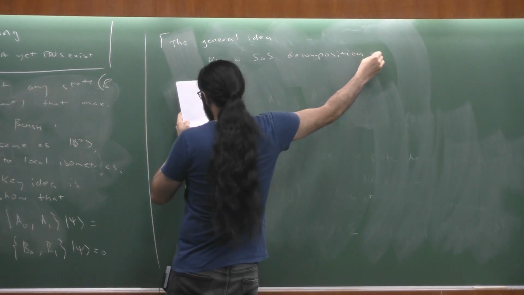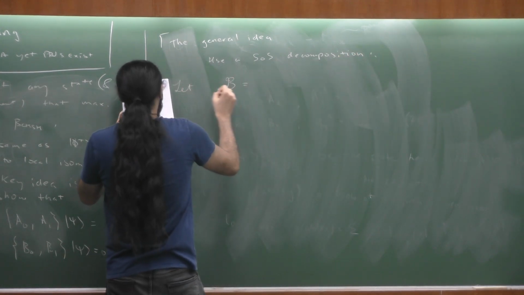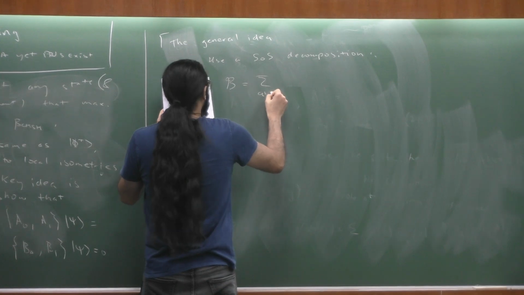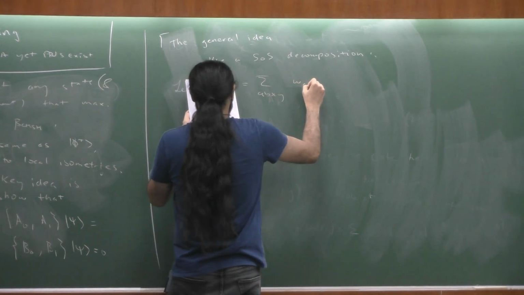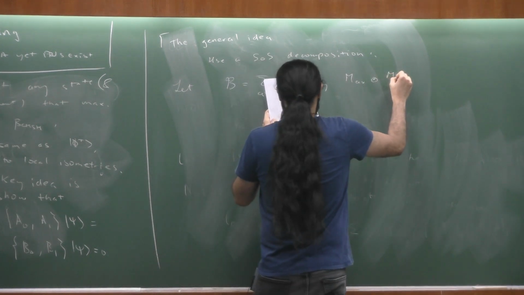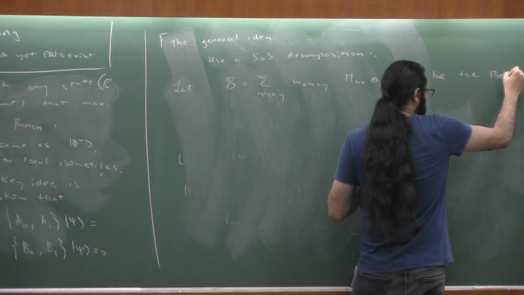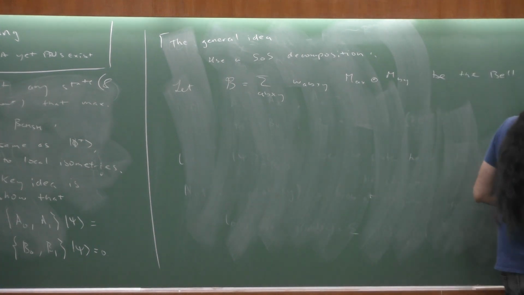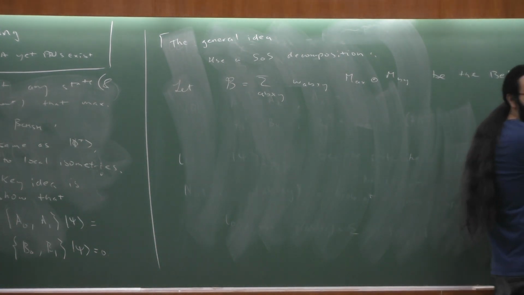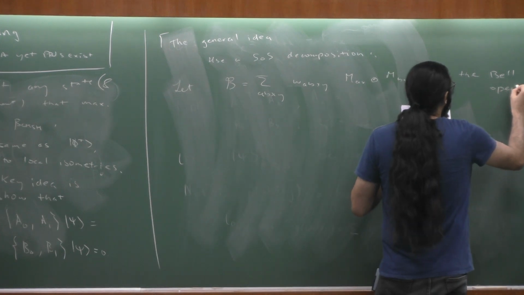So suppose that B is the Bell operator. So let B, written as the sum over a, b, x, y of w_abxy times M_ax tensor M_by, be the Bell operator. So the Bell operator is an object of this form. So this thing would be a Bell operator in general. Okay, so this is the Bell operator.